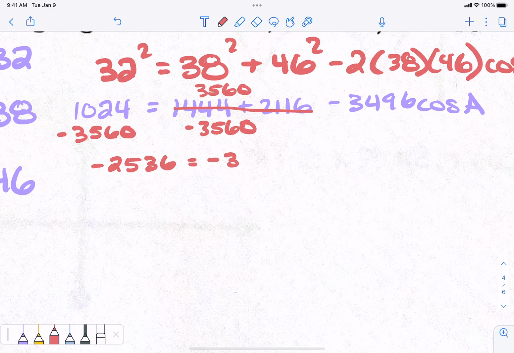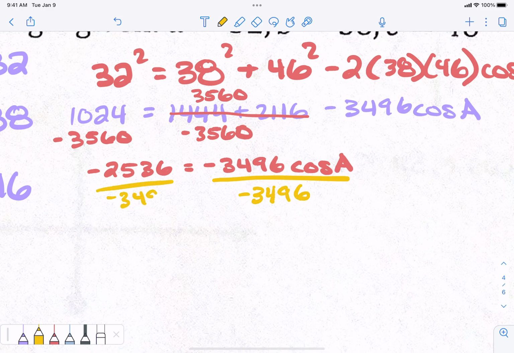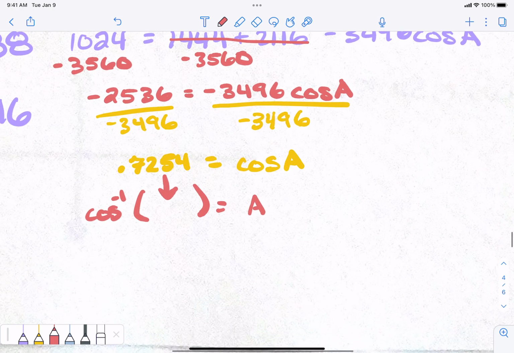Negative 2536 equals negative 3496 times cosine of A. Divide that over. Now we divide because it's times cosine of A, so we have to do the opposite. So divided by negative 3496, I get 0.7254 and so on, equals cosine of A. Now, to get A by itself, you do arc cosine, inverse cosine of this number, whatever that is. I'm going to do inverse cosine of the answer, so I have all of the decimal places. 43.5.